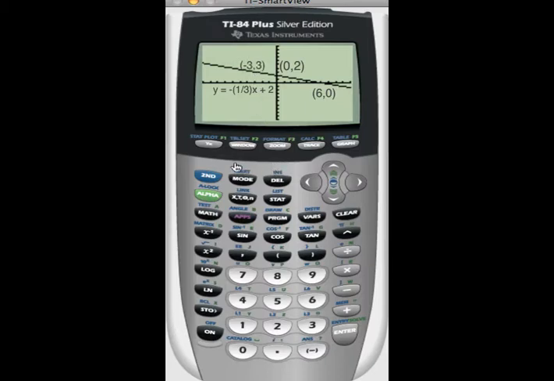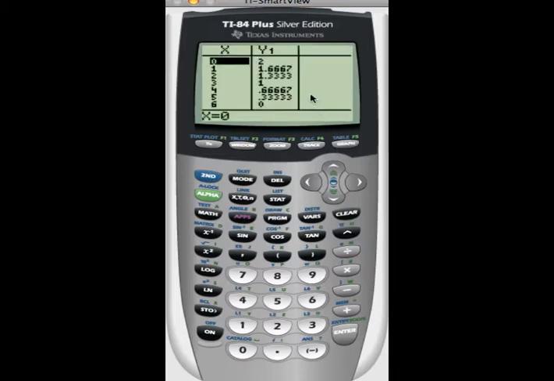Now if you want to see the points, you can also click second graph, and what that does for you is give you a table of values. Notice here we have a table of values. If I scroll backwards, we can see here when x is negative 3, y is 3. When x is 0, y is 2. And if we scroll down a little bit here, we also see when x was 6, y is 0.